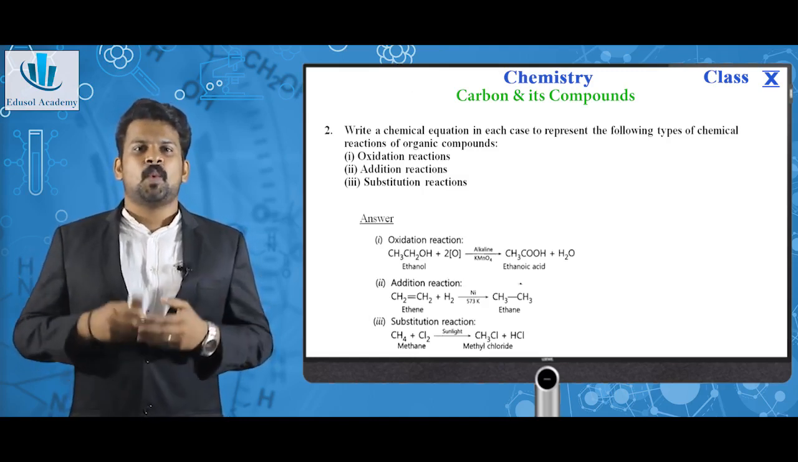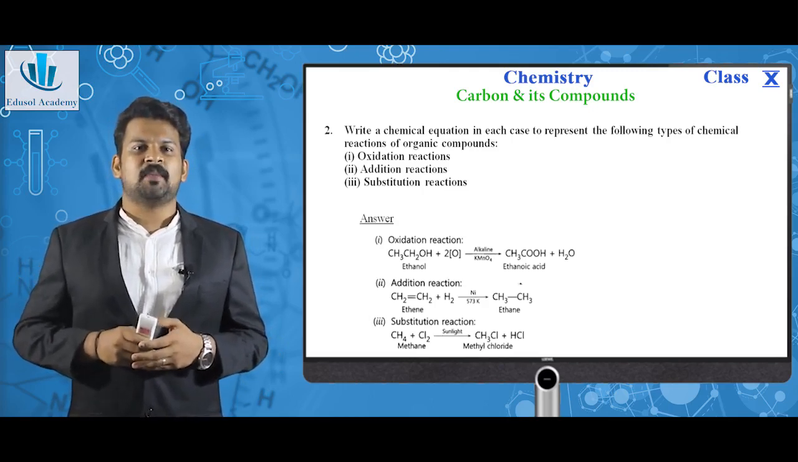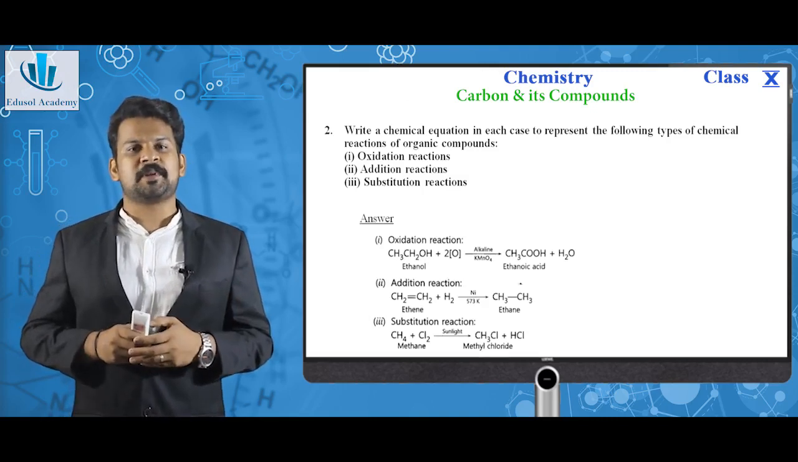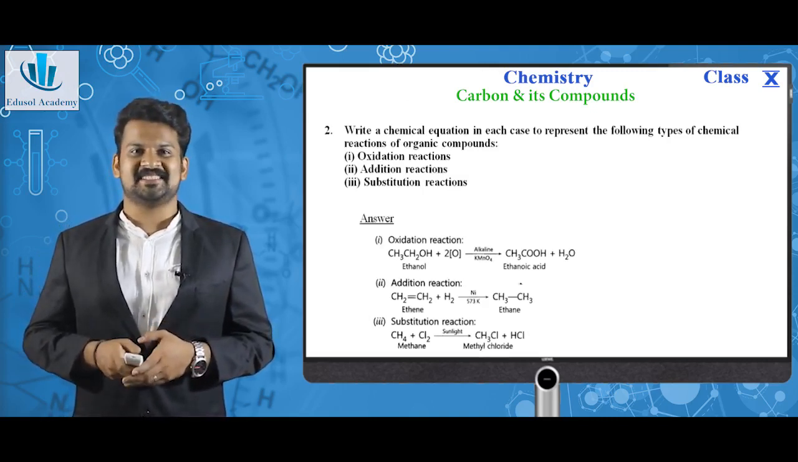Substitution reaction: one atom replaces another atom. It is simply an example of methane and chlorine gas. CH4 plus Cl2 in the presence of sunlight gives methyl chloride, CH3Cl, plus HCl.